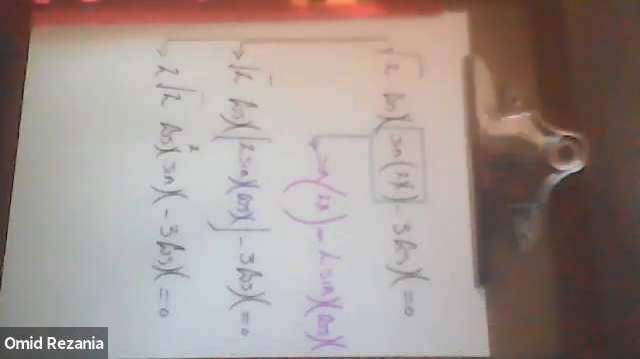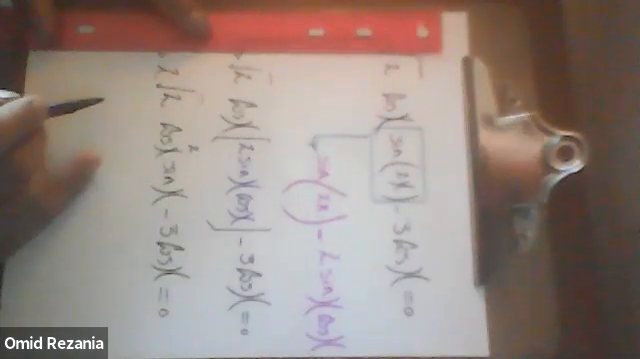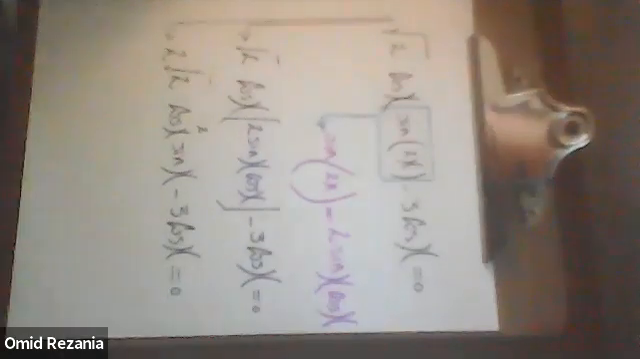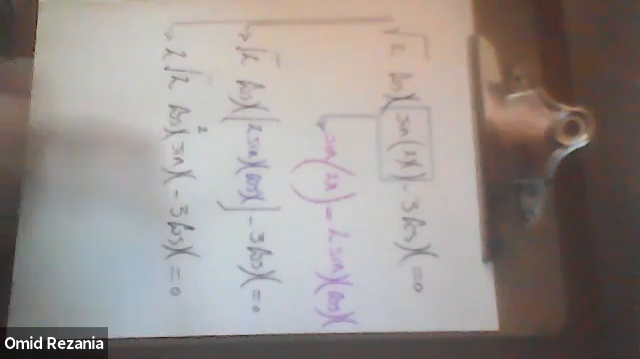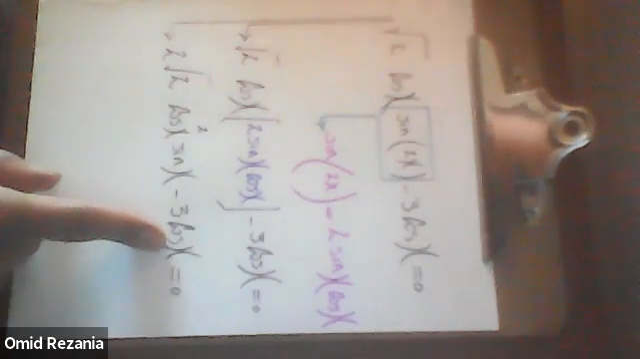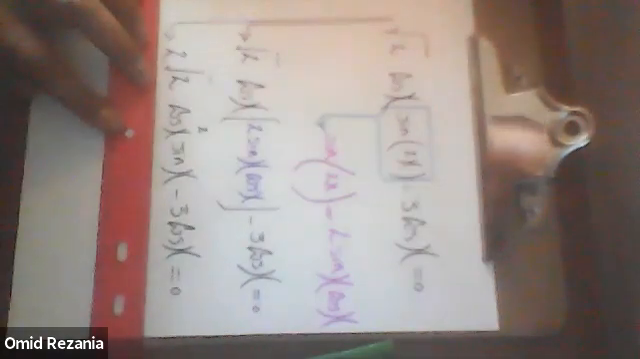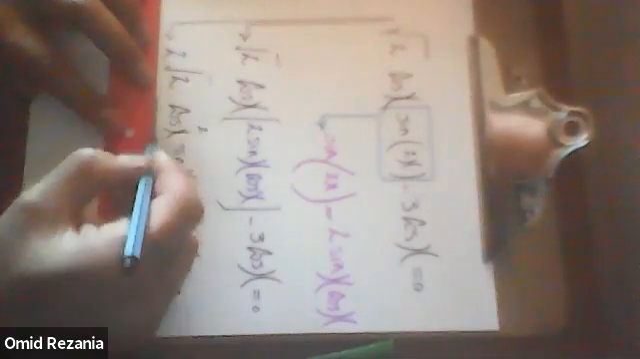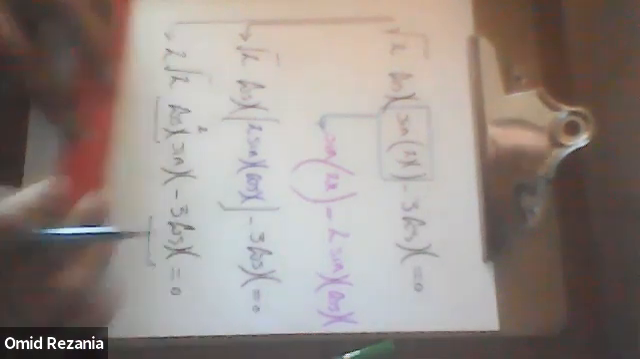Everyone is okay so far? You see how beautiful that is going to be? Everyone is fine? Okay, now look at this. We have cosine squared of x, and we have cosine of x. Look at these two terms.